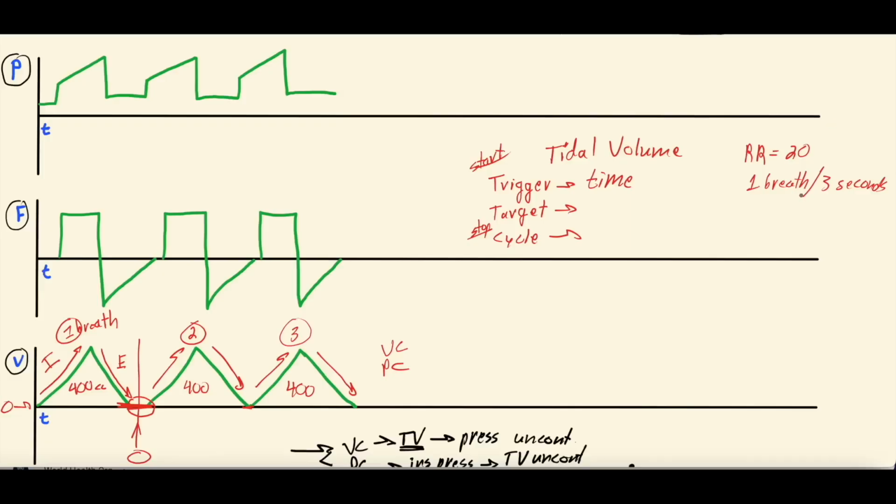But if the patient is not taking their own breaths, every 3 seconds, the ventilator says, I need to give a breath, or that's my trigger. If there's not been a breath in 3 seconds, that triggers me to give a breath. So time is what triggers the ventilator to start a breath. We're going to skip target and come back to it and go with cycles.